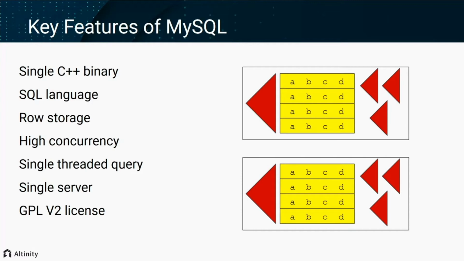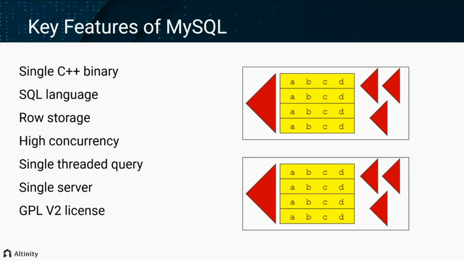First of all, it's really simple. Single C++ binary. You fire it up and you have a running database. It talks SQL. It uses what's called row storage, which means that the data are stored in tables and then organized by rows in storage. We'll look more deeply at what that actually means. This picture gives you an indication: those red triangles are meant to be indexes.